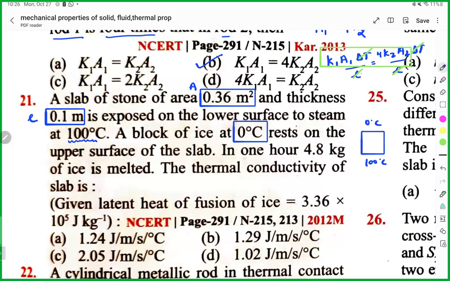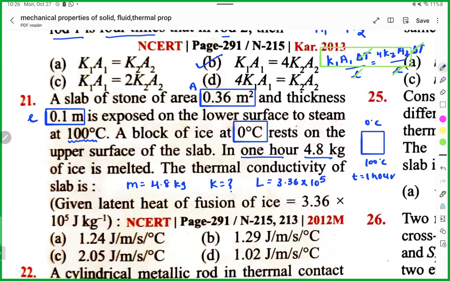In 1 hour, time given is 1 hour. 4.8 kg of ice is melted. Mass of ice is also given, 4.8 kg. Thermal conductivity you have to calculate. And latent heat of fusion of ice is 3.36 into 10 raised to power 5.